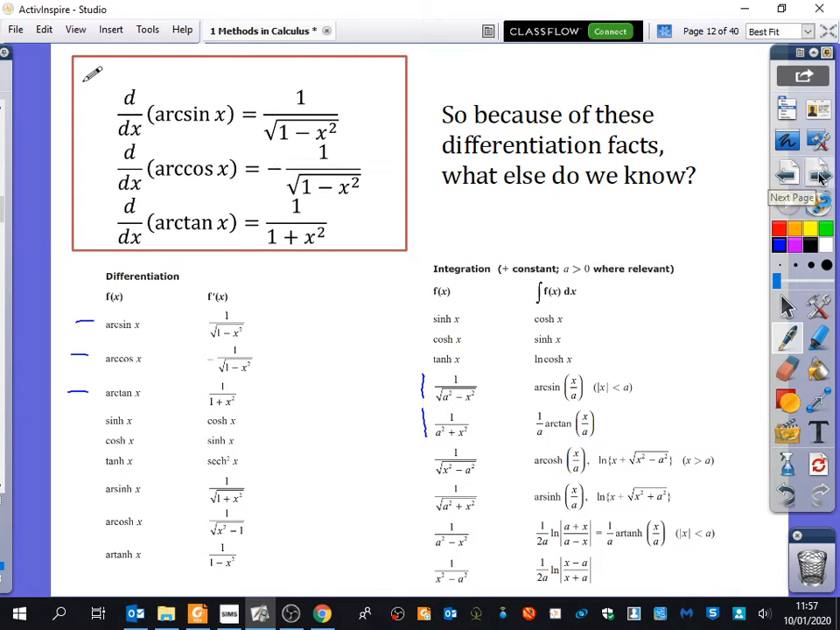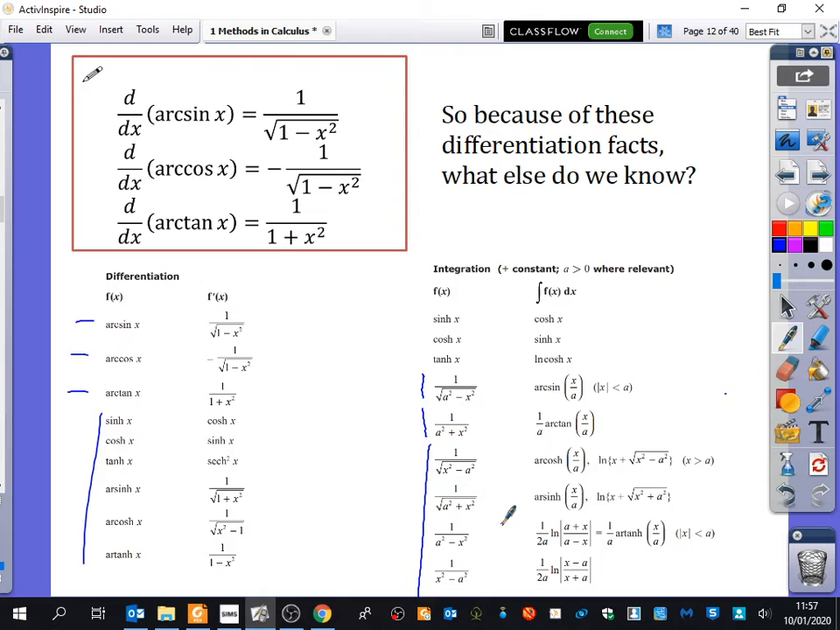So we're going to try and play around with these two things that we've got here. And then over the rest of methods in calculus, we're going to be doing all of these things down here as well. These complete the jigsaw puzzle of all the different kinds of functions that we can integrate, because none of these functions here would be able to be integrated using reverse chain or substitution.